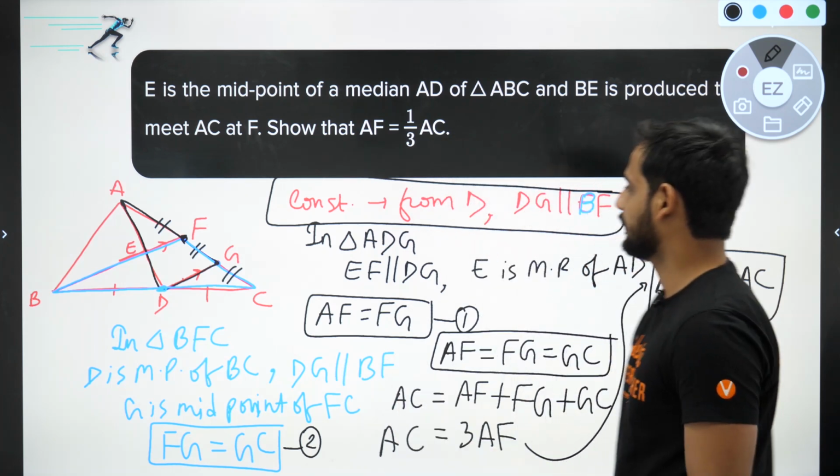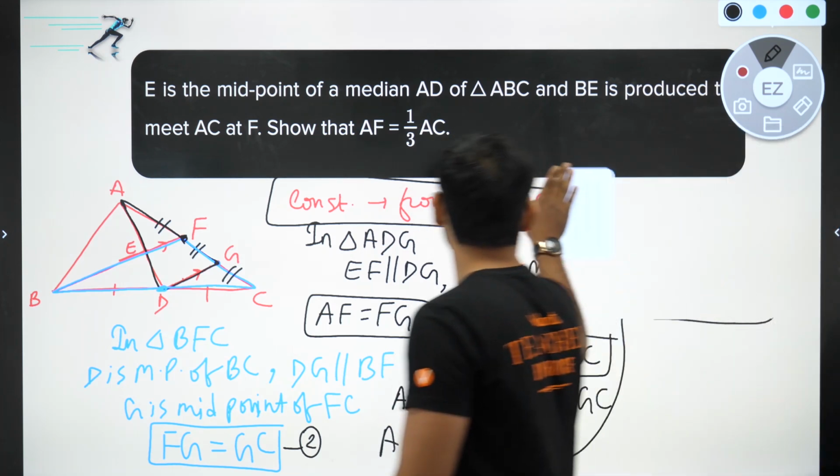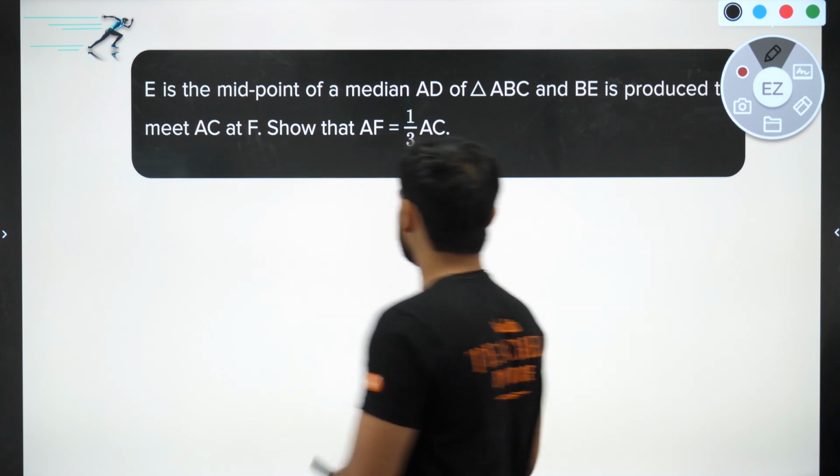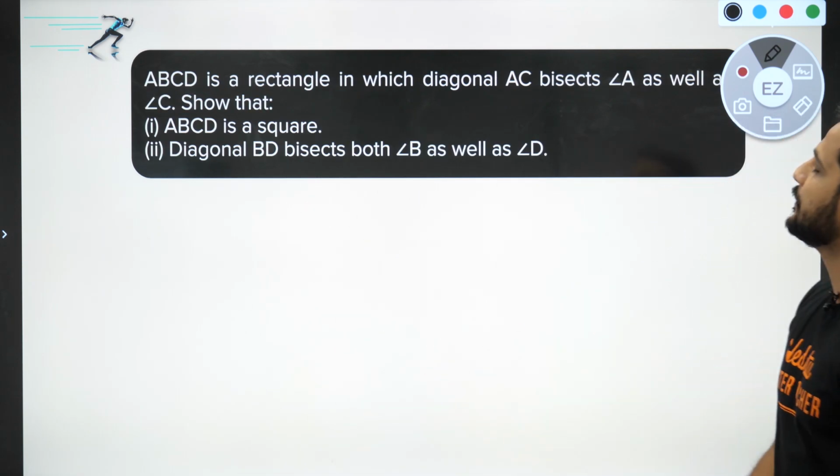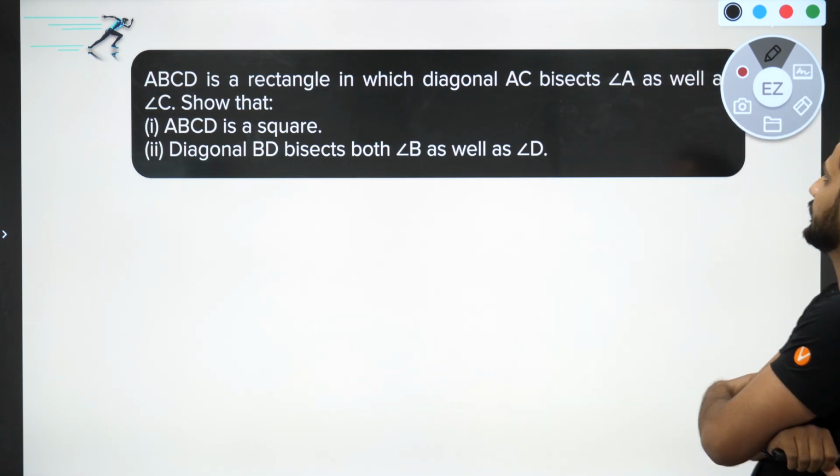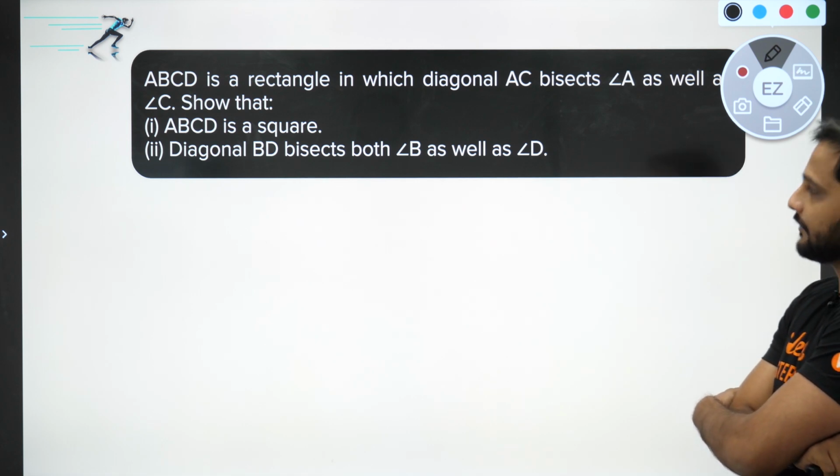Understood? Okay, let's move to the next question. Next question we have: ABCD is a rectangle in which diagonal AC bisects angle A as well as angle C.